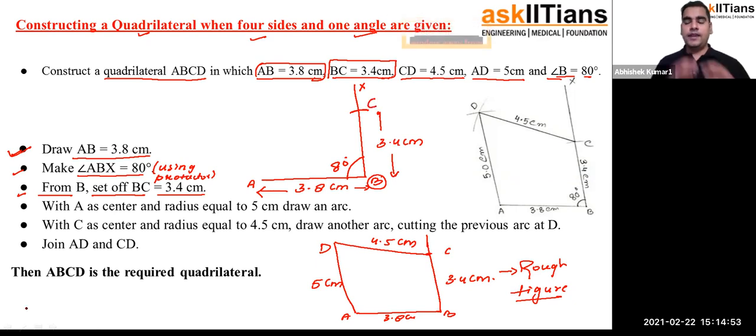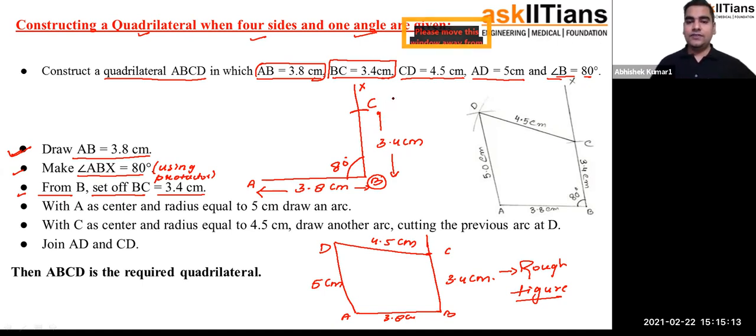Understood? Let me repeat this step. What you have to do is, you have to assume B as a center. You have to mark an arc BC on BX such that the length of BC is 3.4 centimeter. Done.